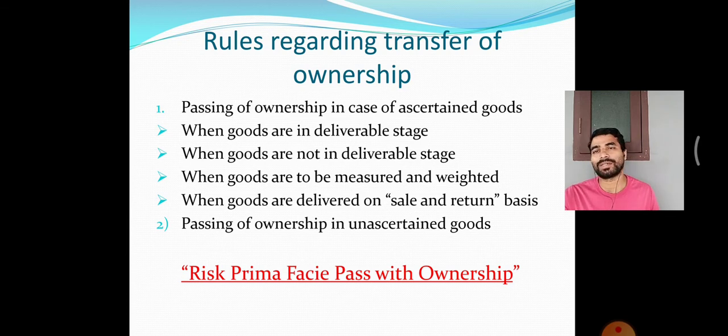But there may be some exceptional cases. Say in the contract itself, you would have mentioned when the risk will be passed, then the risk will be passed accordingly. Suppose you have transferred the ownership, but the contract mentions that the risk will pass only after maybe 6 months or 8 months, then the risk will pass only after 8 months. It will not transfer prima facie. Okay, so that's all about the rules regarding transfer of ownership.